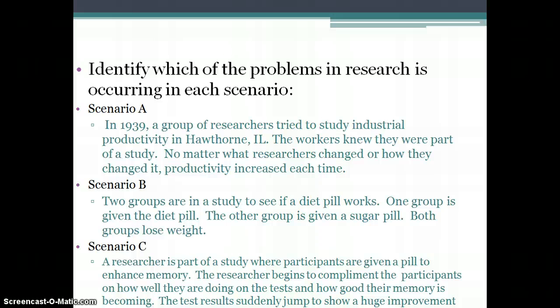All right, so the last thing is I want you to read through these three scenarios. Some of them are going to be a review of what we learned in the lesson, the exact scenario, and identify which research problem is being exemplified in the scenario. So your choices, you have the experimenter effect, you have the placebo effect, and you have the Hawthorne effect. So go ahead and take a moment, pause it, read these over, and then check your answers with the solution. So I'm about to change to the solution.